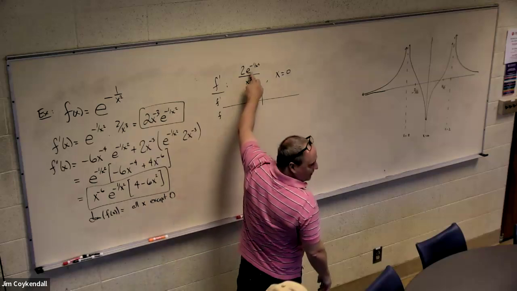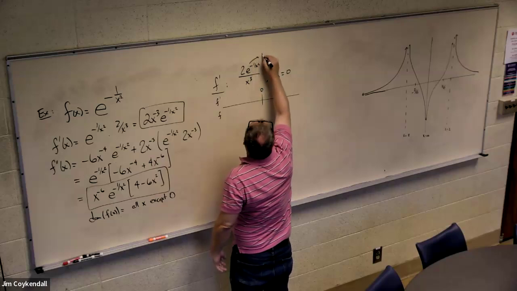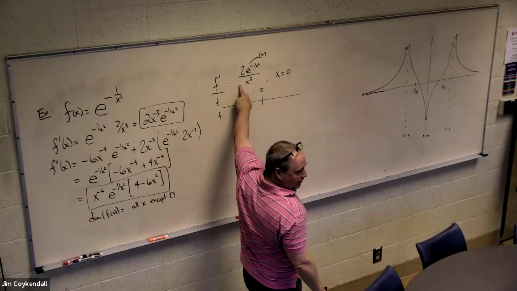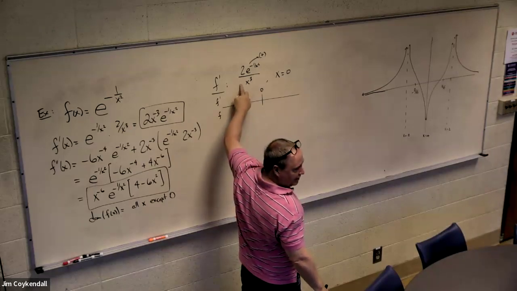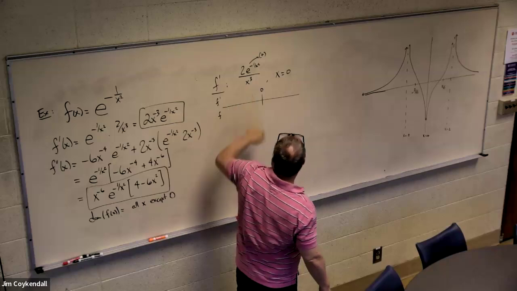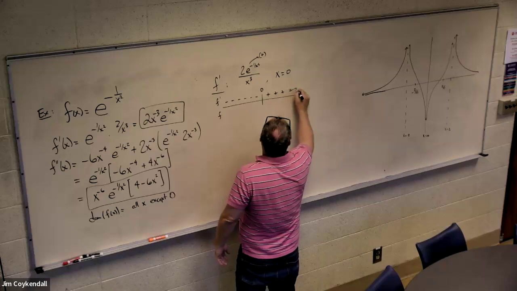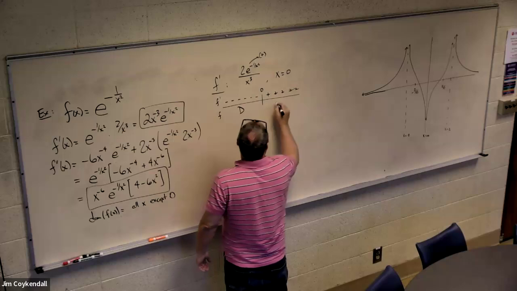Well, let me point out that the exponential of anything is always positive. So the top of this fraction is always positive. And so the sign is determined by what happens in the denominator. And notice that it's negative when x is negative, and positive when x is positive, and so f is decreasing and then increasing.